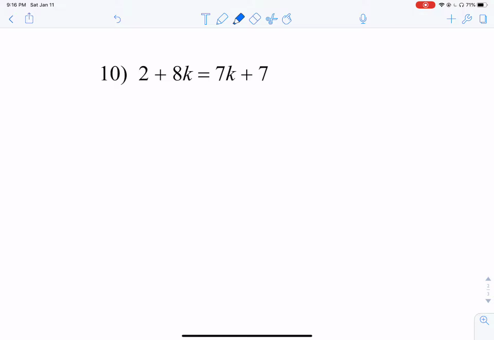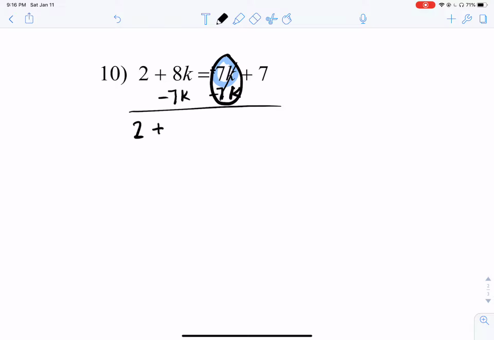Here, again, the same thing. We have our variable term on the right side and on the left side. So I'm going to get rid of this one because, again, it's a plus. We're going to get rid of it by subtracting it from this side, and of course, we do it to the other side as well. So these two operations cancel each other out. Adding and subtracting 7k cancel each other out, and we bring down the 2.